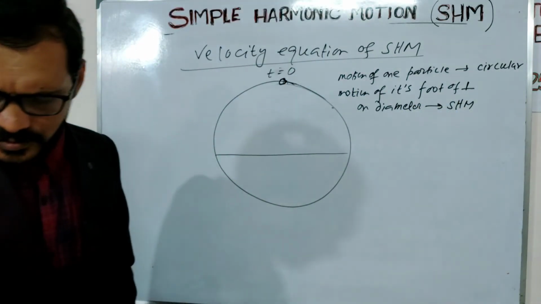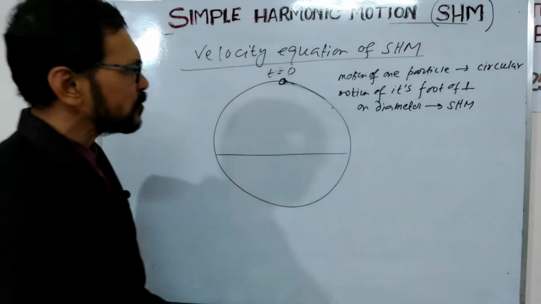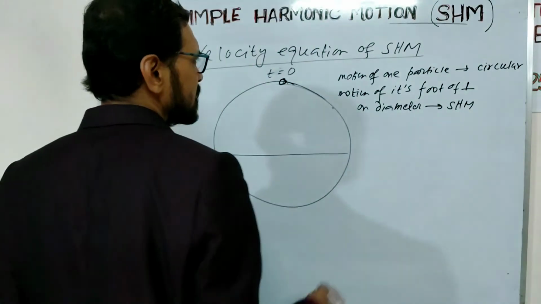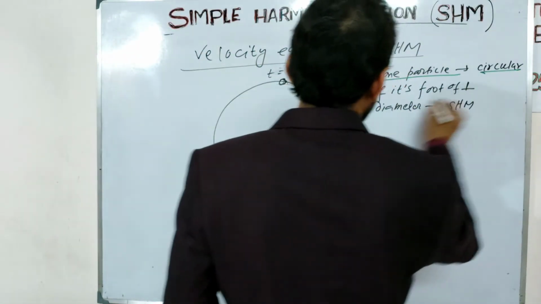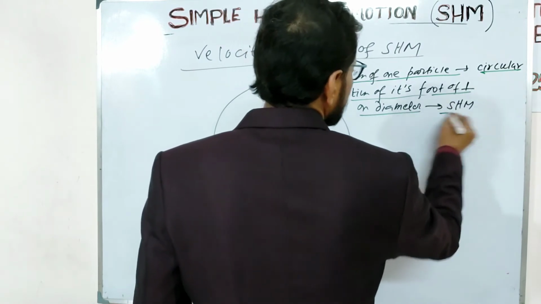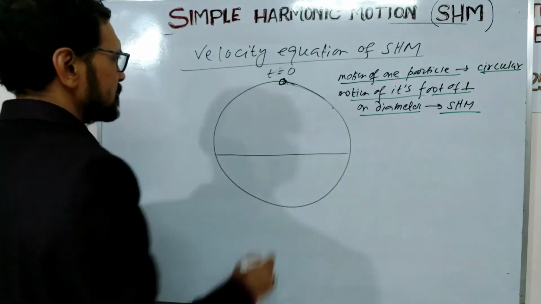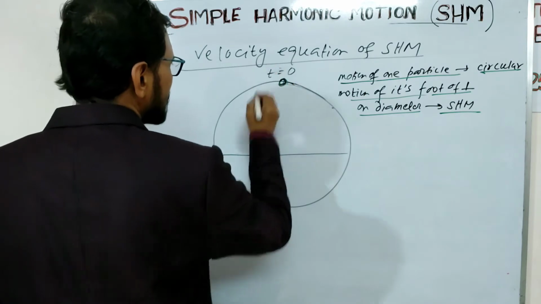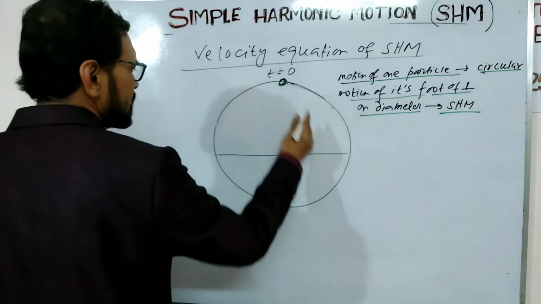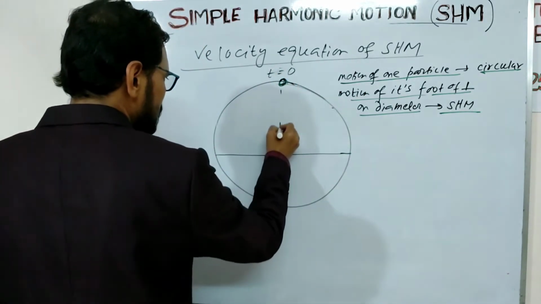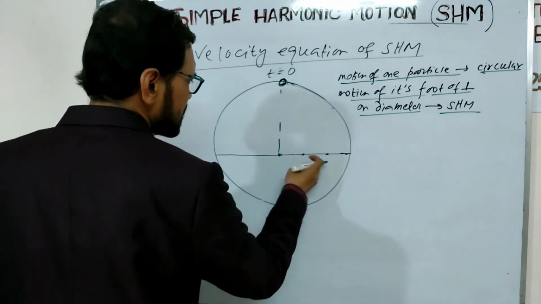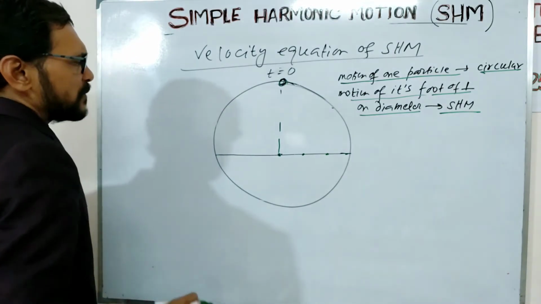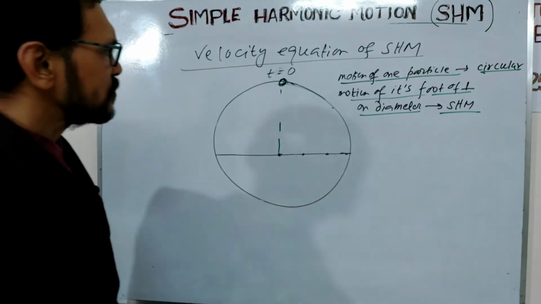So I repeat, we always describe two motions: the motion of one particle is circular, and the motion of its foot of perpendicular on the diameter is SHM. Here, suppose the particle in circular motion starts from here, and its foot of the perpendicular, that is N, describes the SHM along the diameter. I have described the displacement equation in detail also.